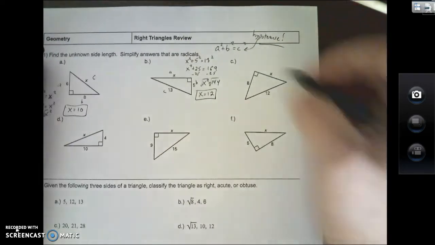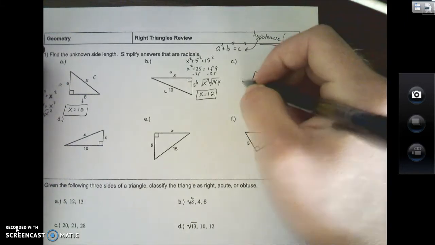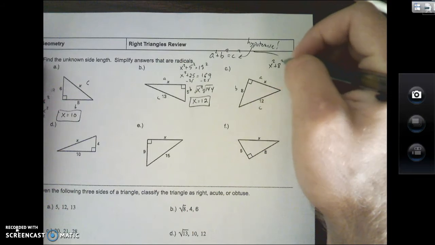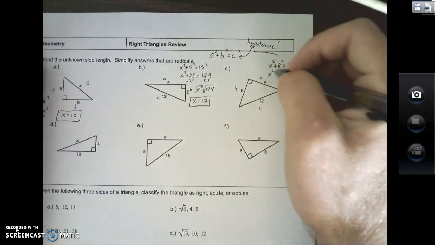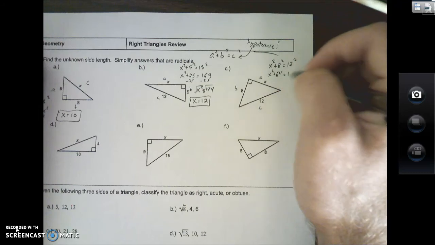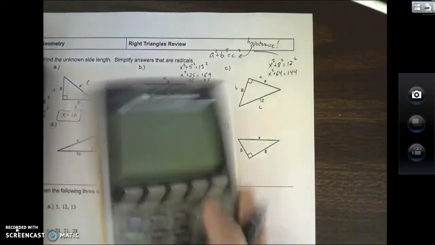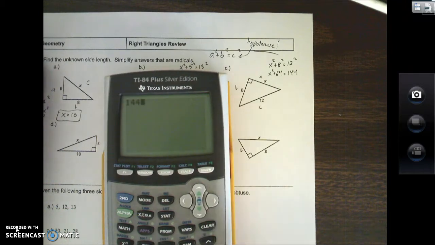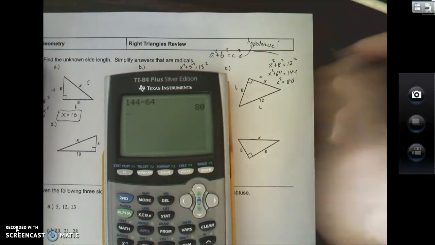Part C, 12 is going to be my C. So here's my A and my B. You're looking at x squared plus 8 squared equals 12 squared. X squared plus 64 equals 144. Gonna bring in the big guns here. So 144 minus 64 gives me 80. Sorry, x squared equals 80.